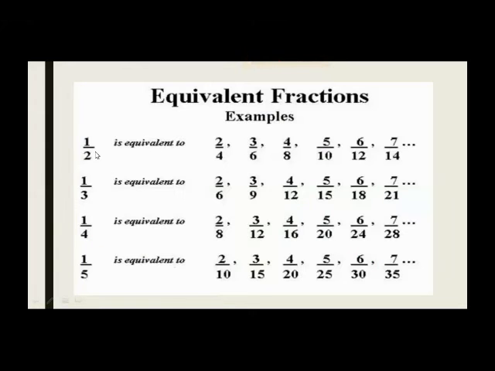Now, here are some examples of equivalent fractions. First we take 1 upon 2. So 1 upon 2 is equivalent to 2 upon 4, 3 upon 6, 4 upon 8, 5 upon 10, 6 upon 12, 7 upon 14, and so on. How? When you cancel, 2 ones are 2, 2 twos are 4.